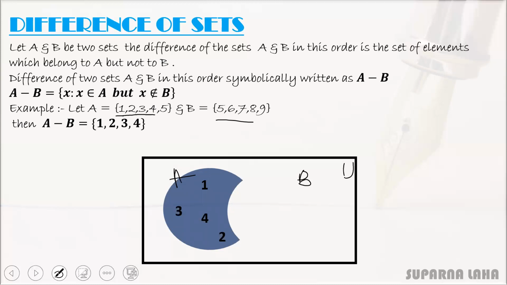Now, in general A minus B and B minus A are not the same. This is one of the properties. We will talk about this property in our next class. So this is A minus B. B minus A means just subtract the A portion. The remaining portion is 6, 7, 8, 9. Yes, this is B minus A. B minus A is 6, 7, 8 and 9.